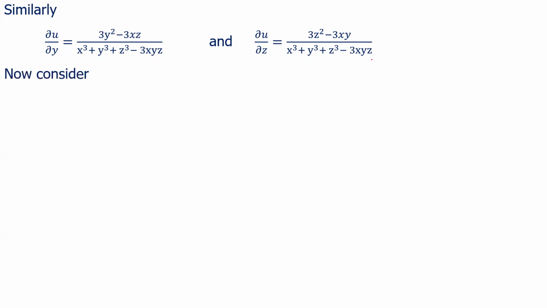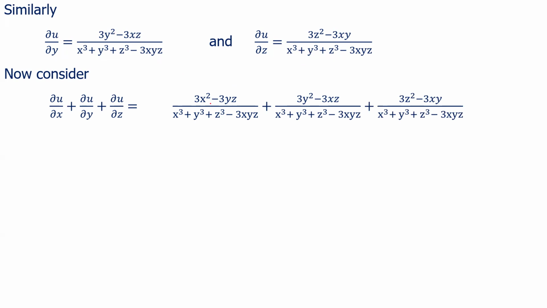Now let us add all these things. So del u del x plus del u del y plus del u del z is equal to 3x square minus 3yz upon x cube plus y cube plus z cube minus 3xyz, plus 3y square minus 3xz upon x cube plus y cube plus z cube minus 3xyz, plus 3z square minus 3xy upon x cube plus y cube plus z cube minus 3xyz. It is clearly seen that the denominator of each and every term is the same. So the LCM is x cube plus y cube plus z cube minus 3xyz.